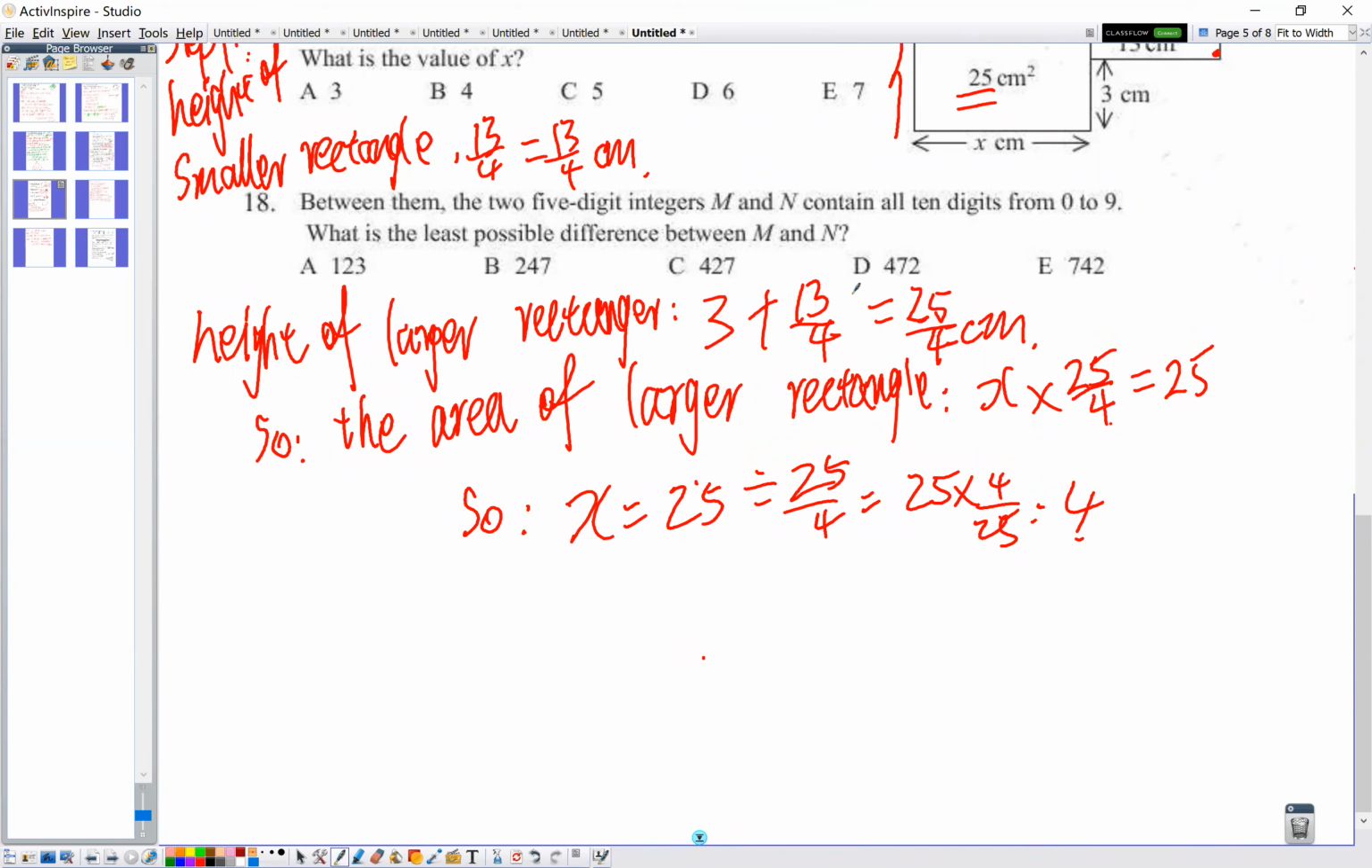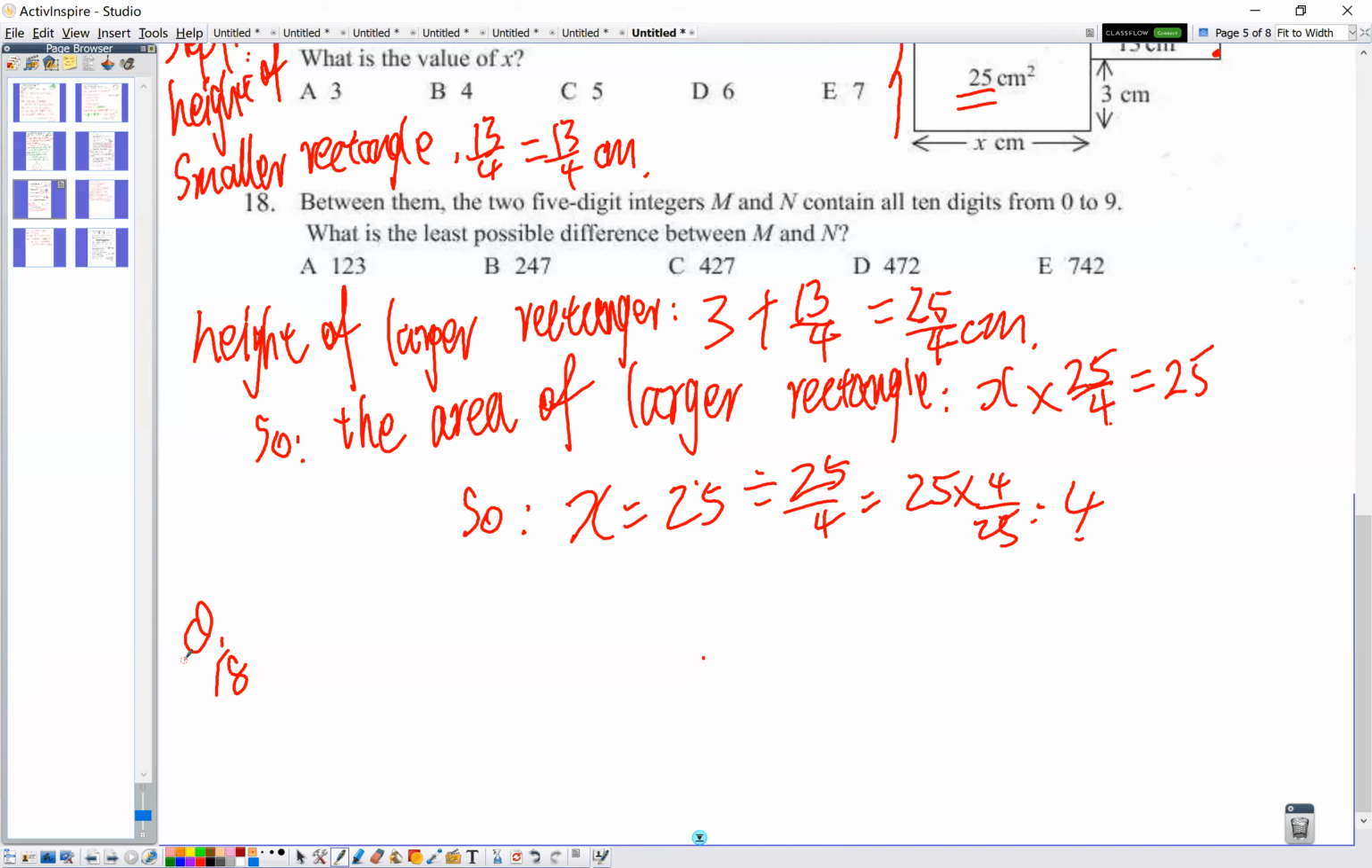Question 18. This is a difficult one. Semi answers. Okay, Leon is the first. Yampin second. Lucas third. This is kind of a difficult one. So for question 18, how does this one work?